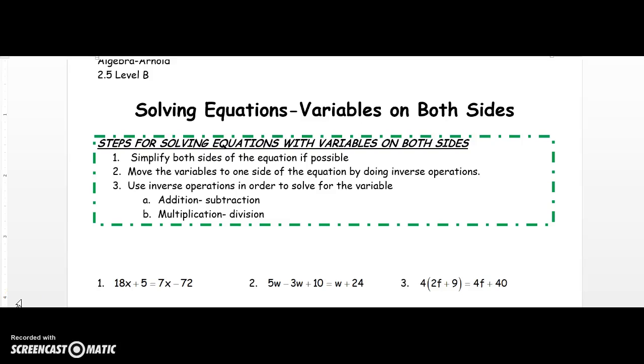Alright, let's get to it. This is 2.5 level B, solving equations with variables on both sides. The steps still have not changed. So you still want to simplify both sides of the equation if possible. Okay, this is distributing and combining like terms.